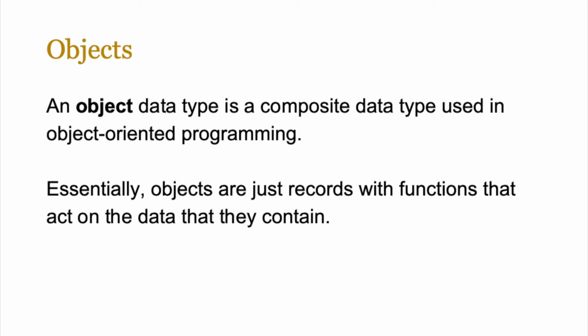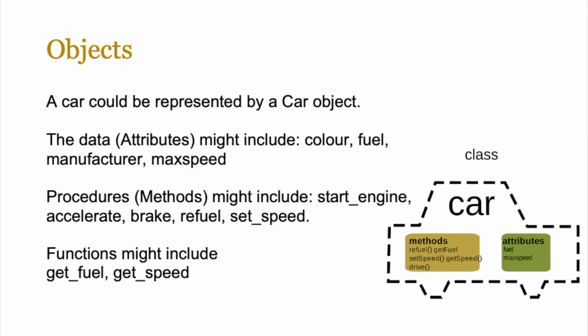Just objects have some special functions that you can apply to it, or some special methods that have been written to make use of that particular data. So let's look at how this works in practice. A car could be represented by a car object. The data or the attributes might include color, fuel, manufacturer, the max speed of a car perhaps, and the methods or the procedures that you will write eventually might include starting the engine, acceleration, brake, refueling, set speed, because all of these methods will do some type of calculation based on what data is contained in the object.